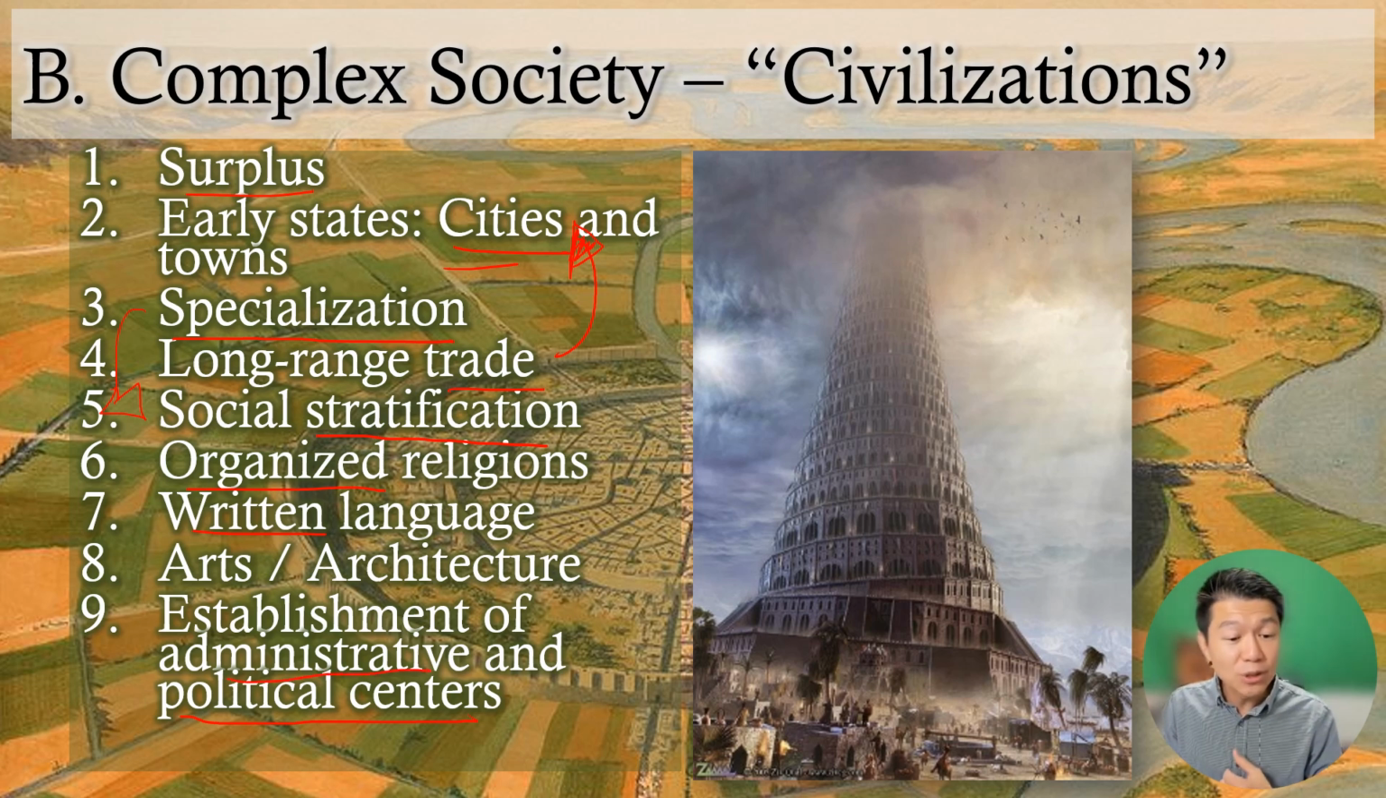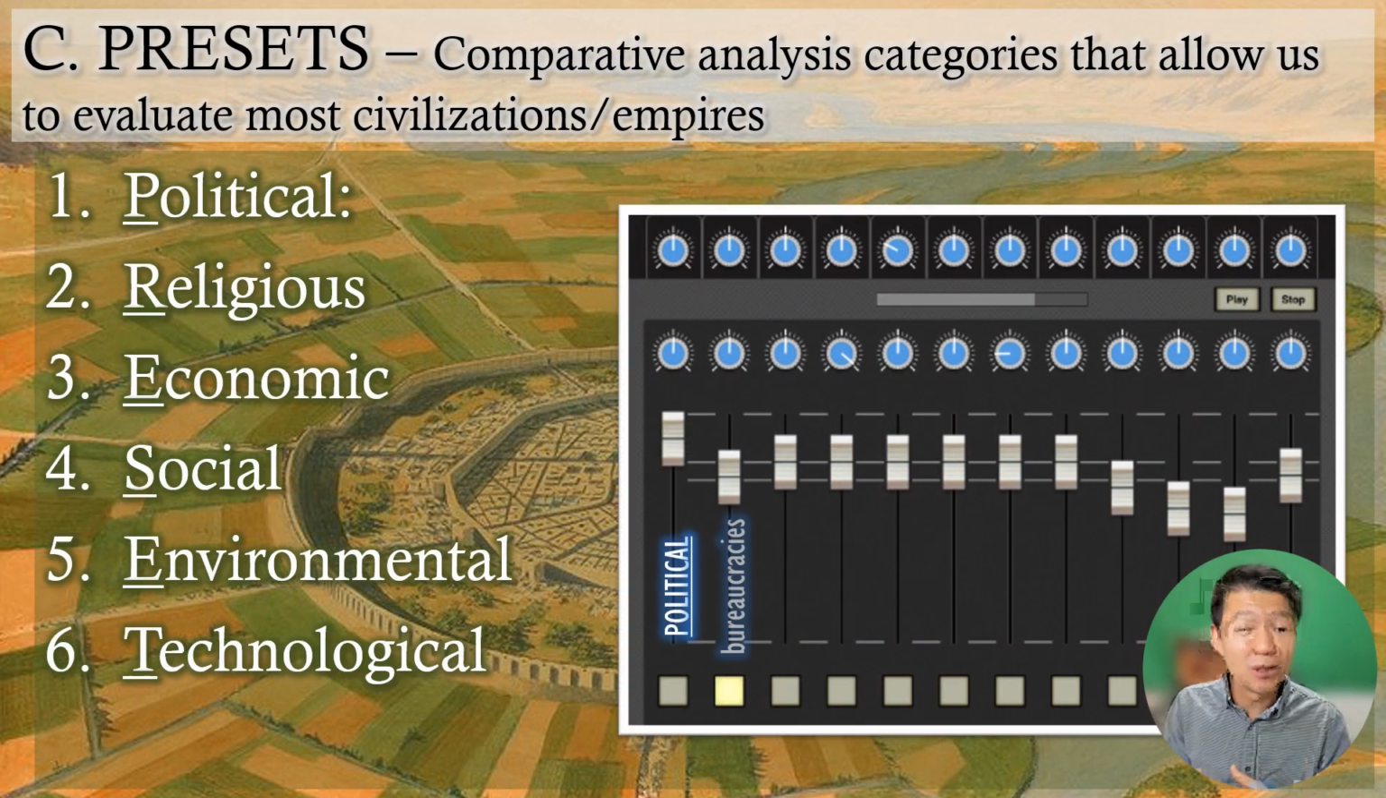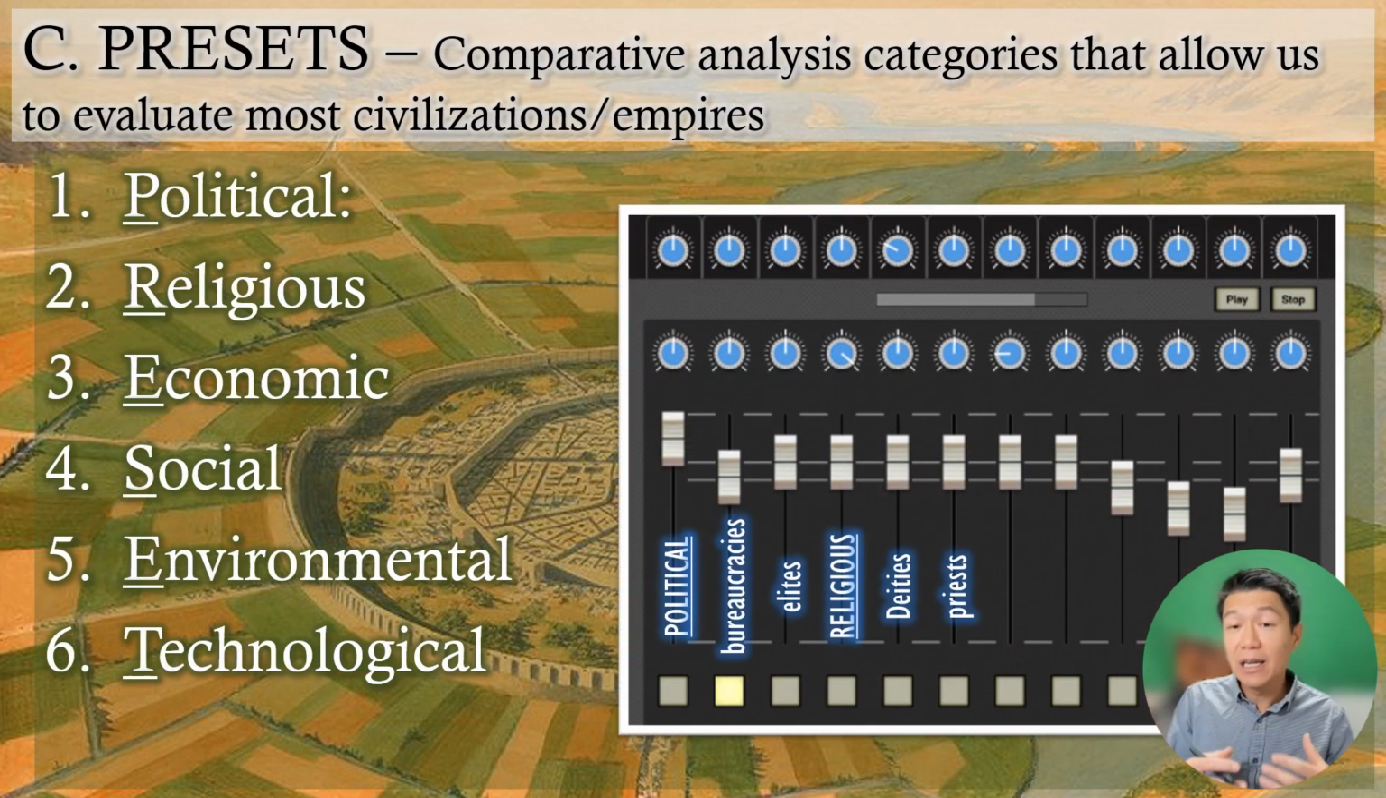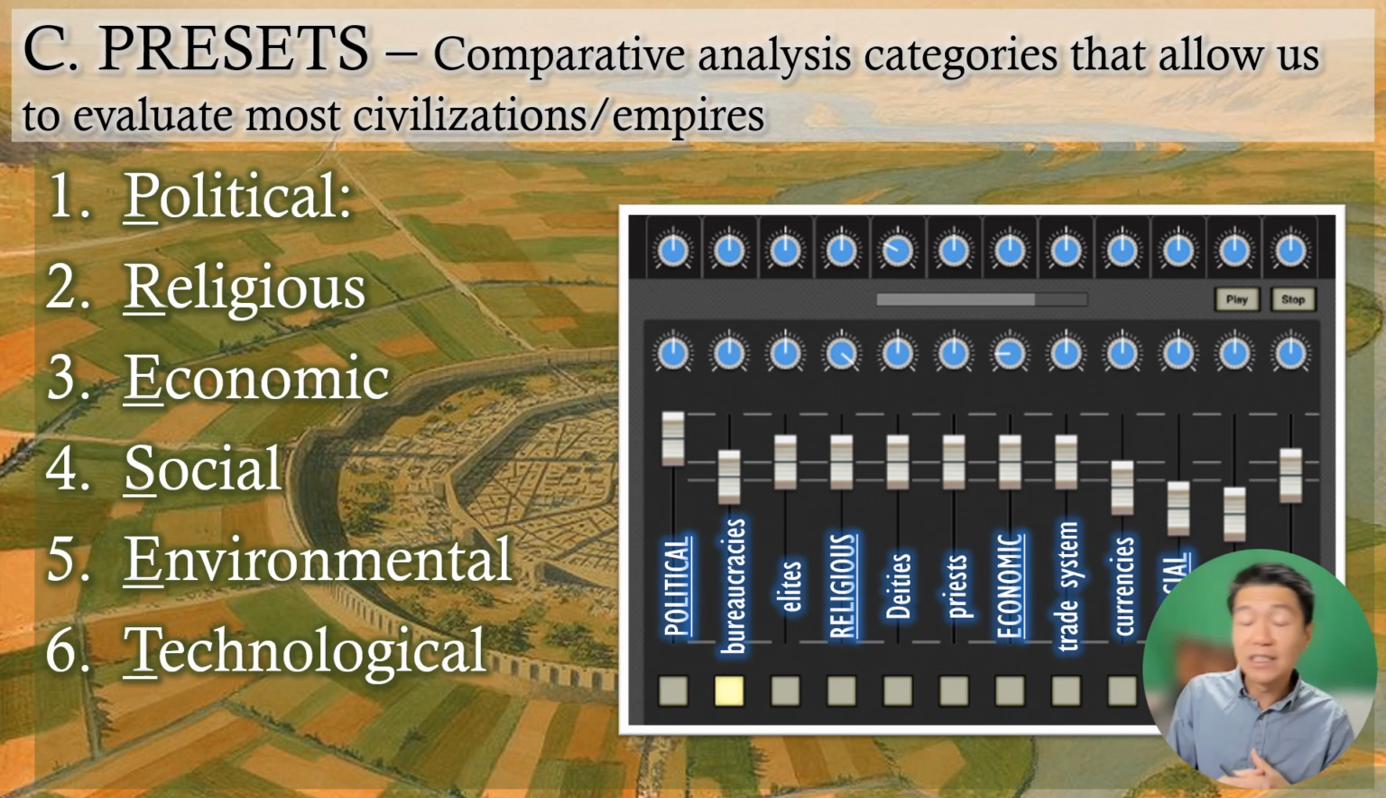Okay? So as a result of this, what we can do and what we're going to do in this class is to make a comparative analysis across these civilizations and these empires. Now, there are a number of different ways to do this in AP World History. The acronym I'm going to use is using these really familiar terms: political, religious, economic, social, environment, and technology, to generate qualities and characteristics of these civilizations so that we can use it for comparative analysis.